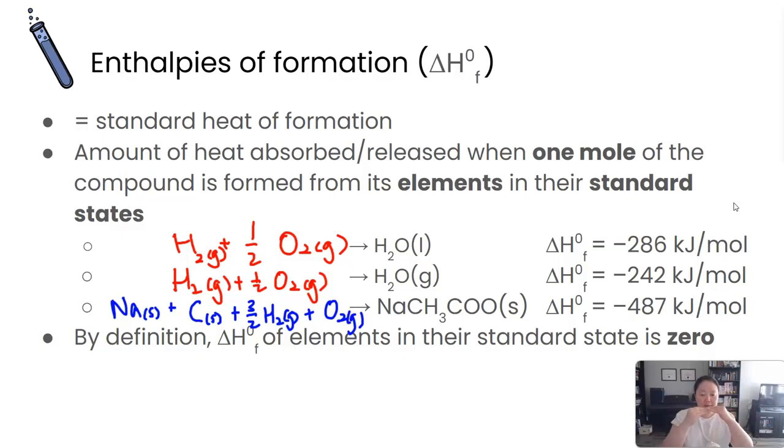So that's basically the baseline, because remember, we can't actually find the absolute enthalpy values of anything. It's always going to be a change. You can only find the change in enthalpy. So by definition, we say that the enthalpy of formation for elements in their standard states, those are all 0.